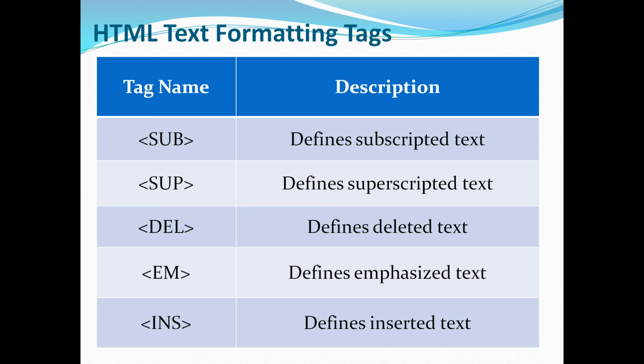Then next, the EM tag. The EM tag defines the emphasized text. The next one is the INS tag, which is used to display inserted text. In some cases we insert extra text into your web page, and at that time we use the INS tag. INS means the inserted text. So: the sub tag, SUP tag, DEL tag, EM tag, and INS tag.